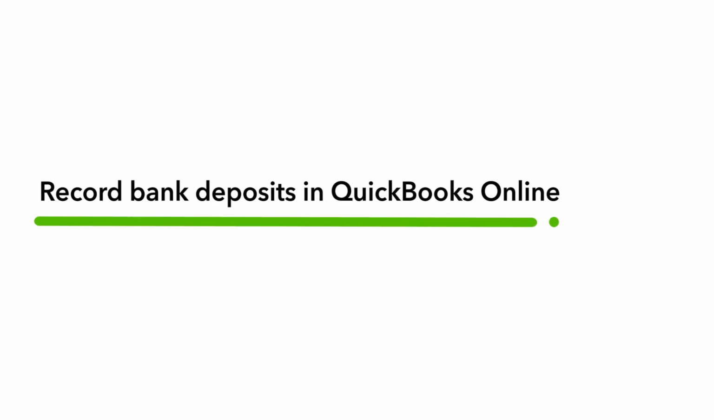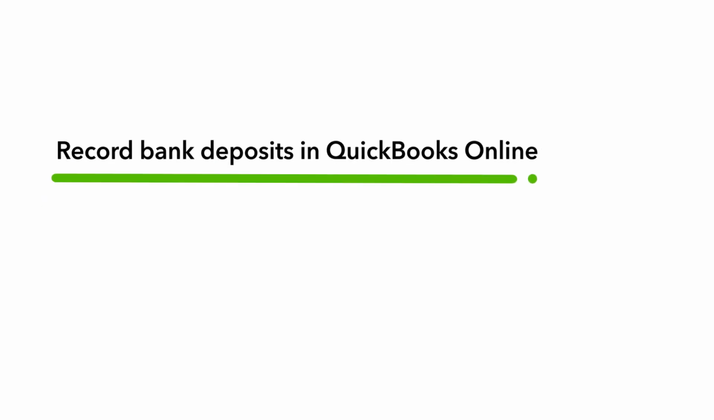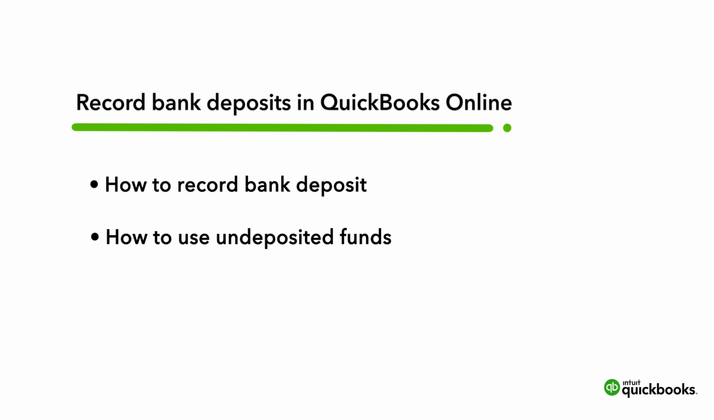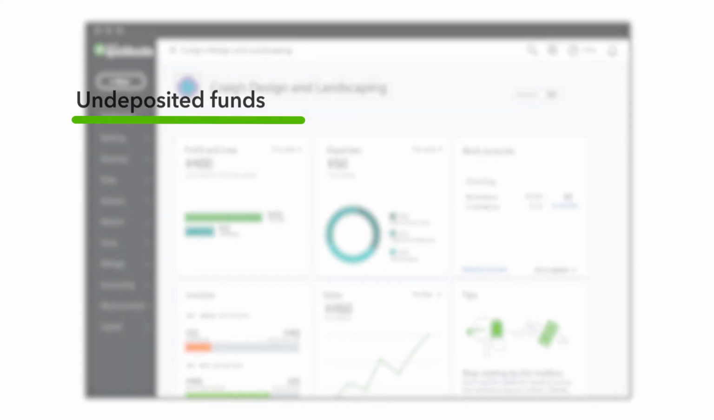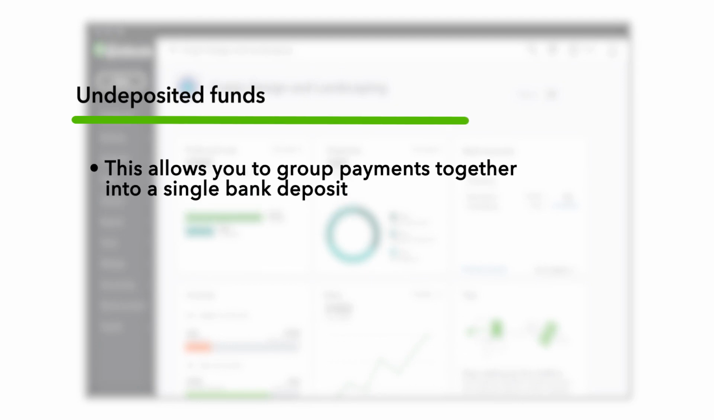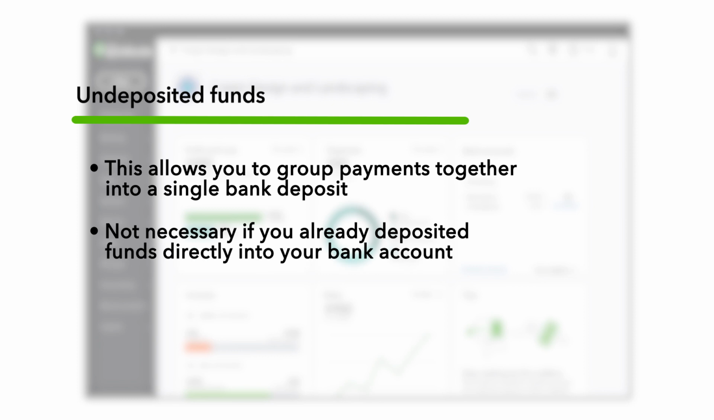The final step in the sales process is to record your bank deposit. We'll go over how to do this using the Undeposited Funds account. This lets you group multiple customer payments together into a single bank deposit. However, this step is not necessary if you already deposited the funds directly into your bank account in QuickBooks during the receive payment process.